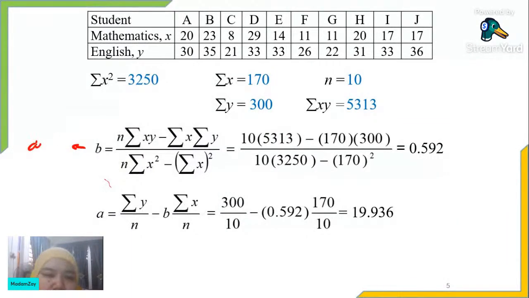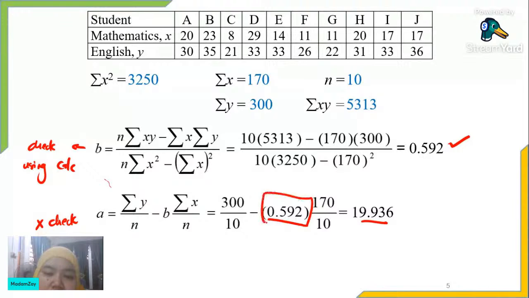This one we can check using the calculator, but not A. Don't check A, because the answer will be different. Okay, this one correct. Yes, we can check using the calculator, but later, because we substitute the round off value, the answer for A will be different. Okay, so please be careful here.